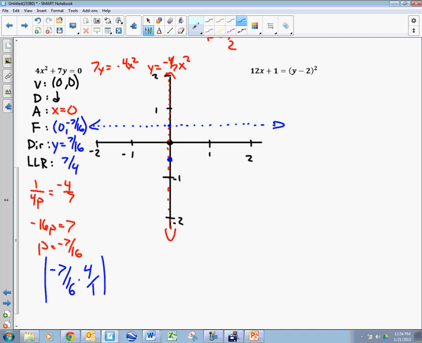So we get 7/4. What's half of 7/4? 7/8. So I'm going to go 7/8 units in each direction, which is just short of 1. And I will connect those together. That is my latus rectum. I will then, from my vertex, draw through the endpoints of the latus rectum.